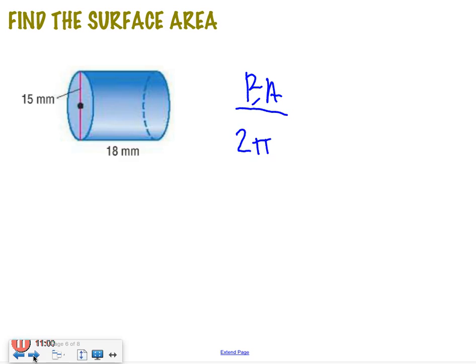2 pi, what's our radius? 7.5. What is this approximately? That's just calculator work. Type it in.